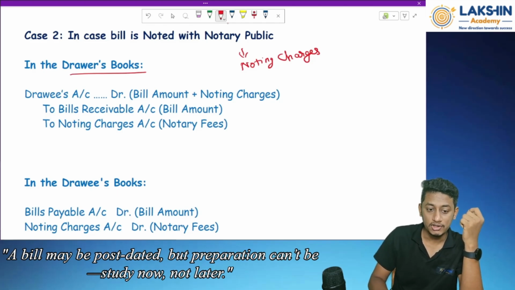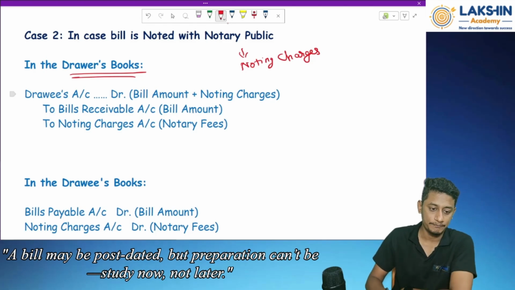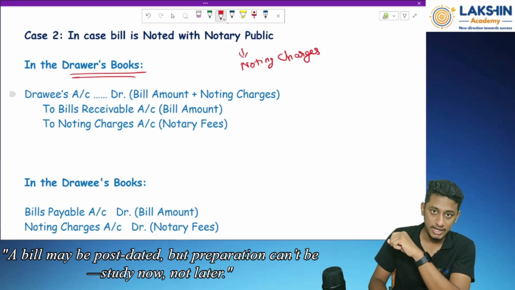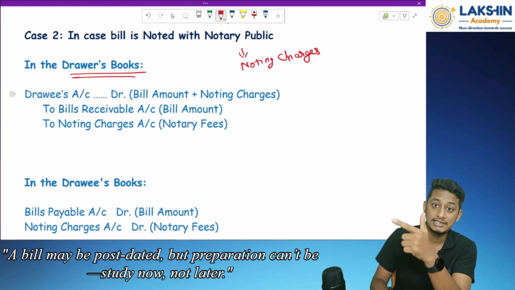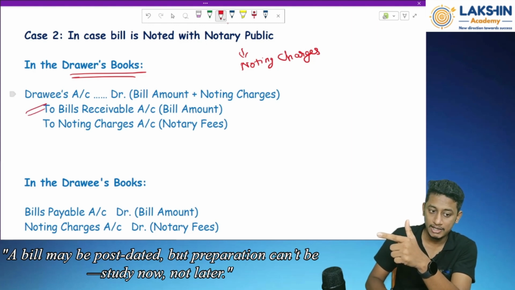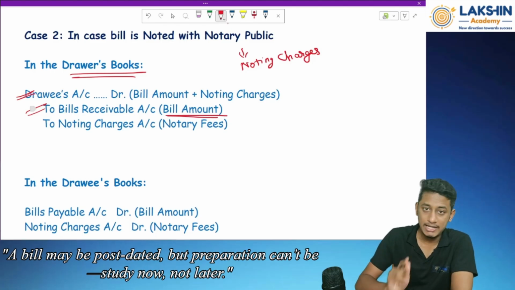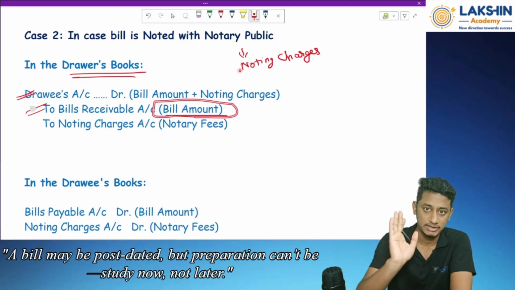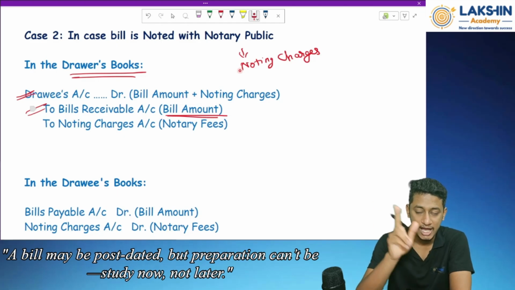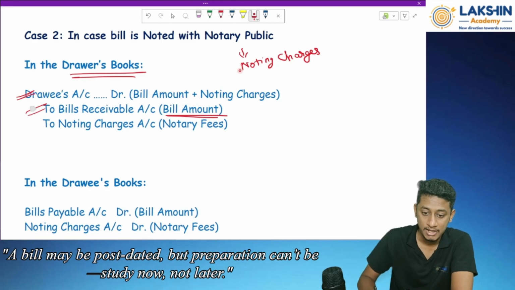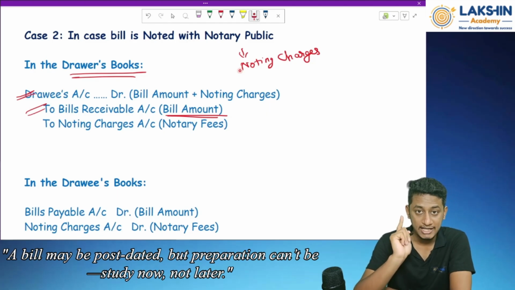Now, in the books of drawer, what happens? First of all, I will pass the dishonor entry. That is, drawee's account or Mr. B's account debited to bills receivable account. Bills receivable account credited and drawee's or Mr. B's account is debited. Here, for bills receivable, I will take the bill amount only, because that is what is to be reversed by crediting it. Bills receivable was an asset and I am reducing the value of the asset. So, I am crediting the exact value in the journal entry.